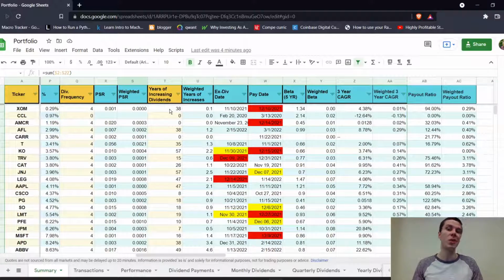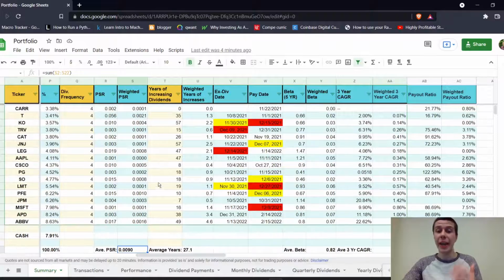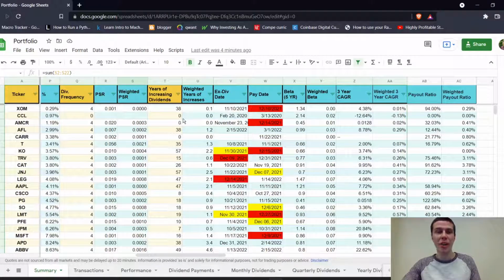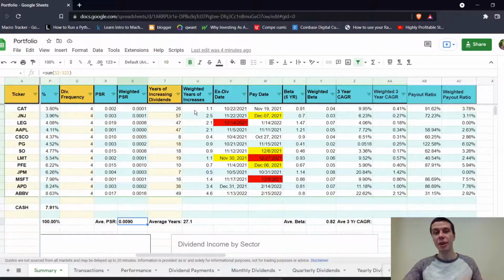And then the next column is the years of increasing dividends. That's pretty simple as well, just how many years that company has been increasing their dividend consecutively. Every single year they pay a higher dividend amount in total than the last year. So you can see these numbers here, and I enter these numbers manually, and then I weight them based on their equity percentage in the same manner as I just explained for the PSR, and then add those up at the bottom here to get the average amount of years of increasing dividends.